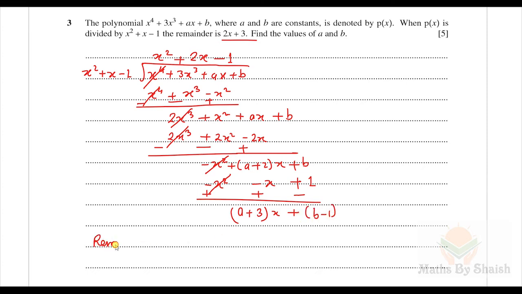So the remainder, but it is given that the remainder is 2x plus 3. Comparing the coefficients, we get a plus 3 is equal to 2, that is a is equal to -1, and b minus 1 is equal to 3, that is b is equal to 4.